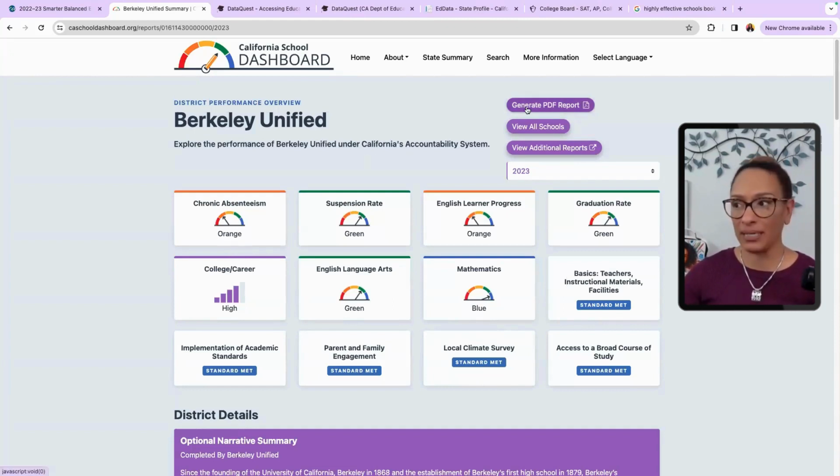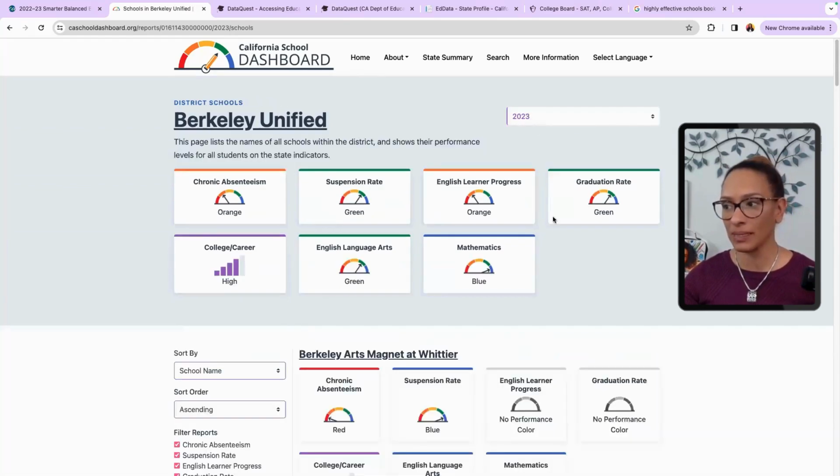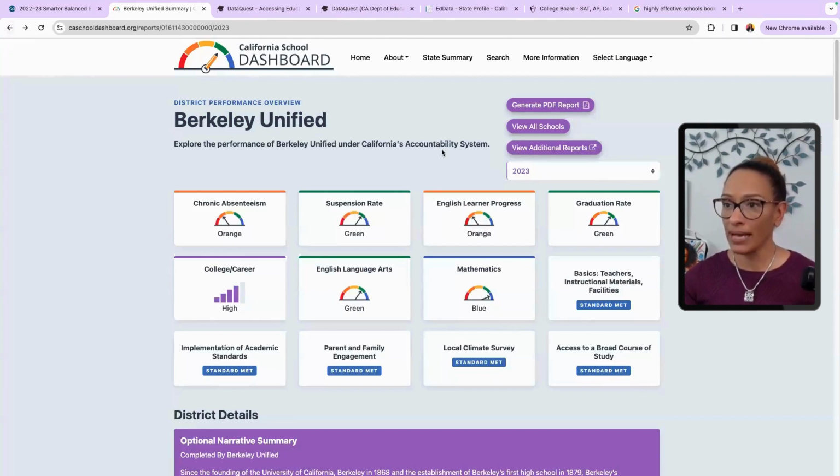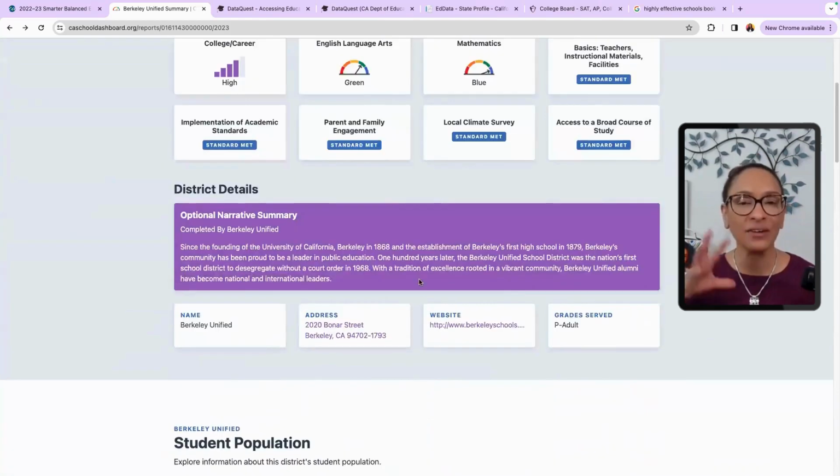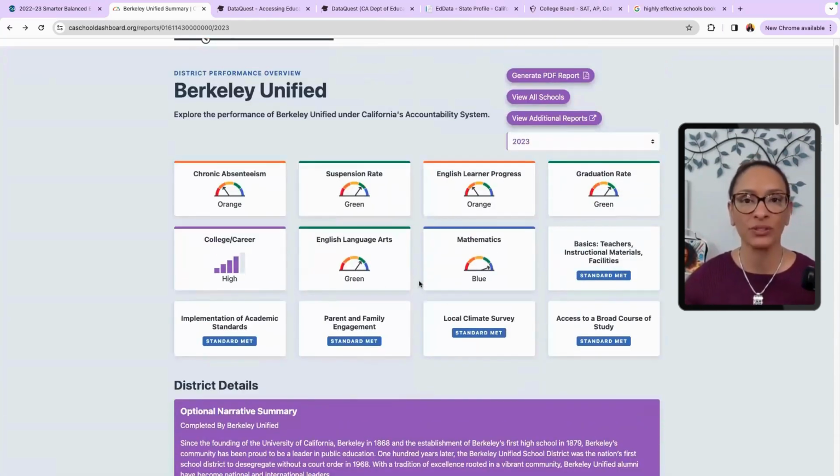Well, this is the dashboard. You can generate a PDF. You can look at all schools at once, just by clicking on it. I'm going to go back because I don't want to look at all schools. And you can view additional reports. Play with that at your leisure. But what this does is it gives you some specific areas. These are the academic performance indicators for Berkeley.